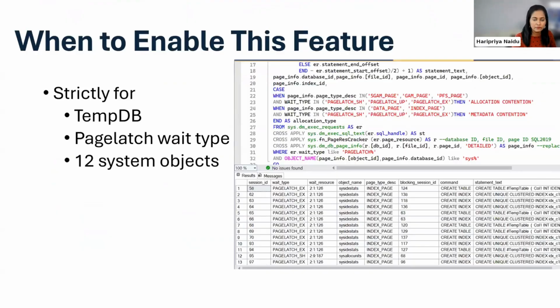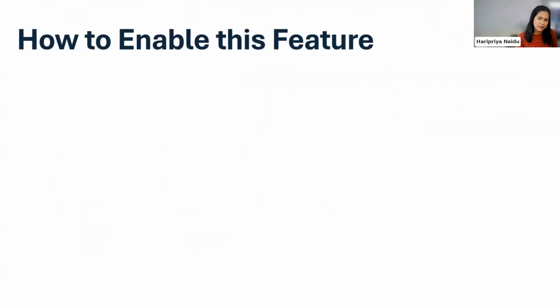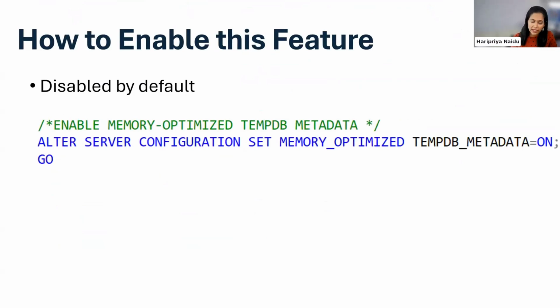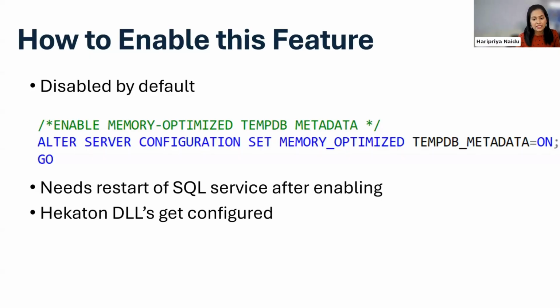All right. So how to enable this? Well, it comes disabled by default because you get to decide, do you need this feature or not? Do you have this contention or not? If you don't have it, you can just ignore it. But if you really know that you need this feature and it's going to help you out, this is how you enable it. Use ALTER SERVER CONFIGURATION and turn on this metadata option. After you do this, it needs a restart of the SQL service because there are Hekaton DLLs that need to get configured. Hekaton is the code word for in-memory OLTP.